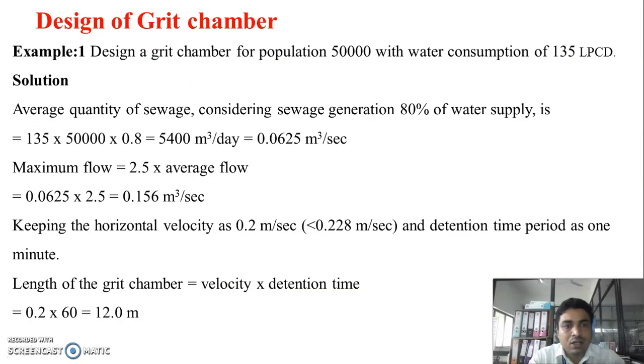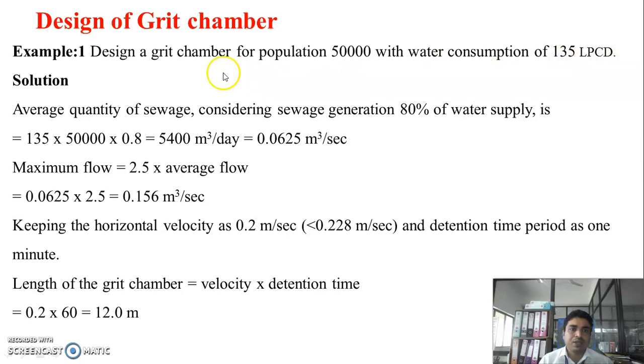Next, we are actually going to see how to design one problem on the design of this grit chamber. How to design this grit chamber. Suppose there is an example: design a grit chamber for a population of 50,000 with water consumption of 135 LPCD, that is liters per capita per day.